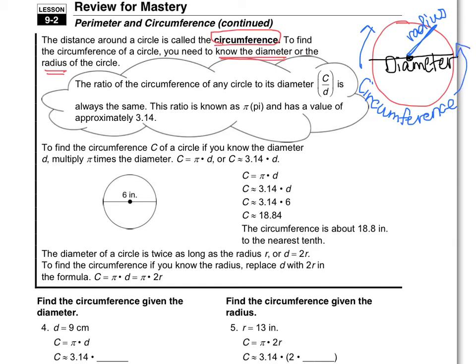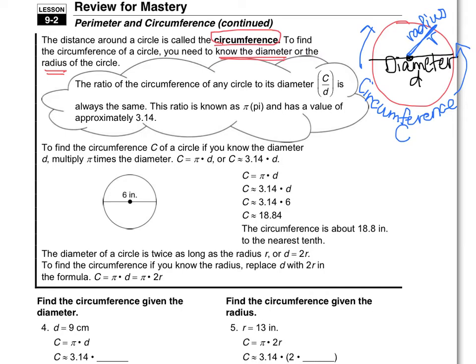When we're abbreviating these terms, circumference is abbreviated with a C, diameter is with a lowercase d, and radius is with a lowercase r. So when you see those, you're going to think circumference, radius, and diameter.